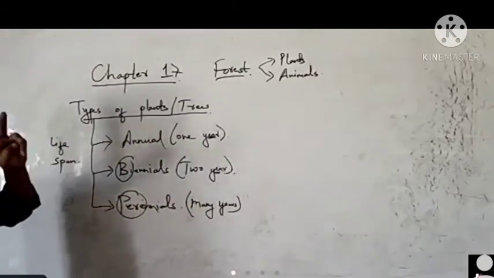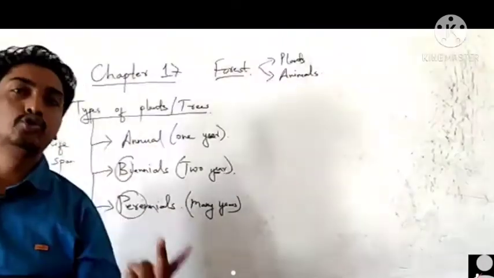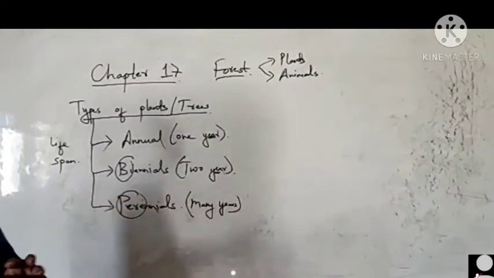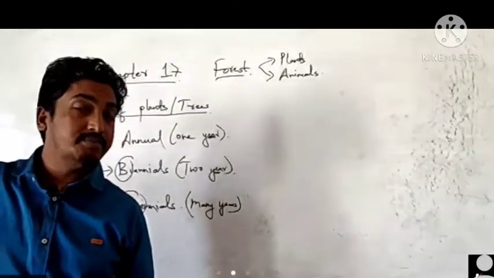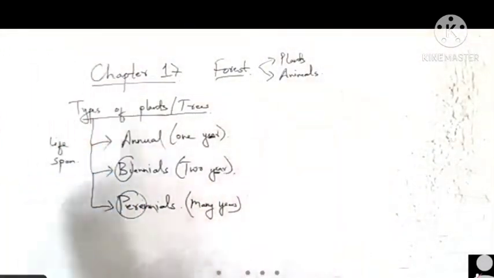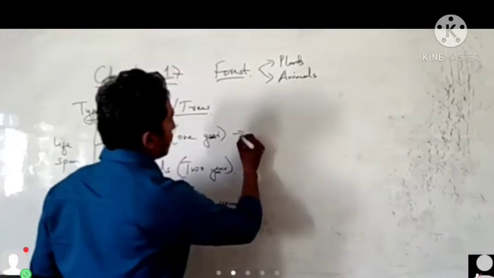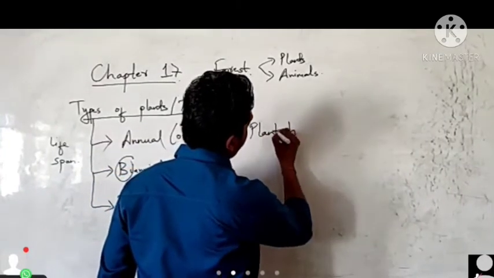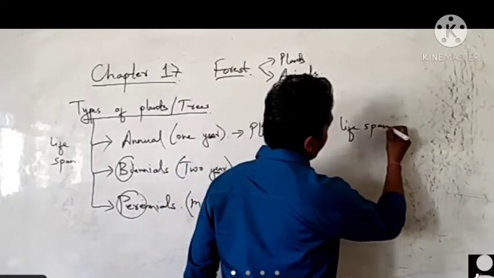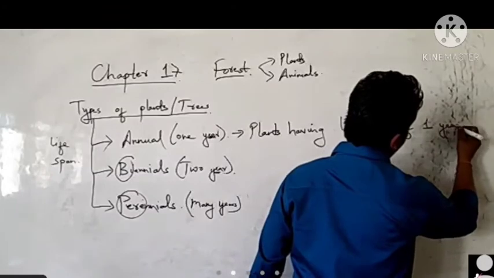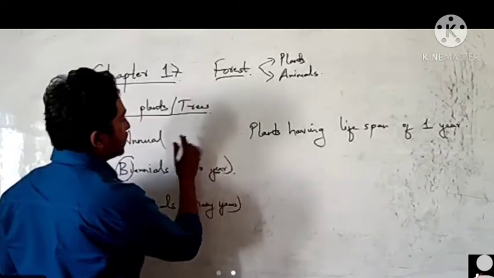So basically we have three types of plants or trees that we get in the forest. Annual trees have a lifespan of only 1 year. Biennial has a lifespan of only 2 years, and perennial has a lifespan of many years. It can be more than 2, it can be 3, 5, or 20, or even 60, 70 or 100 also. The plants having a lifespan of only 1 year are called annual plants.